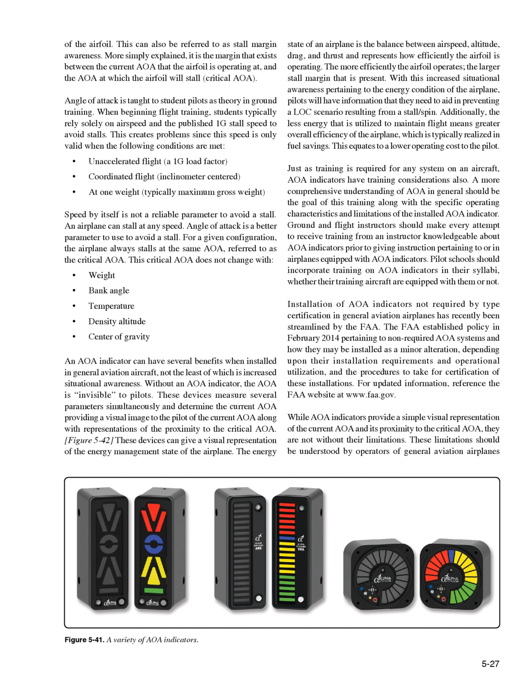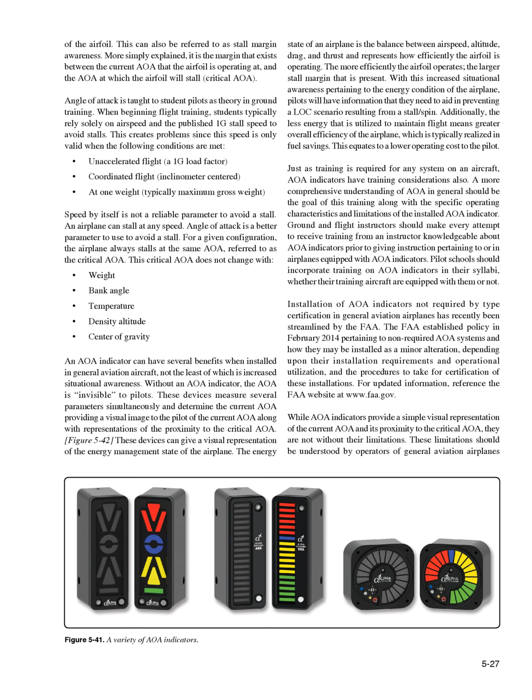Pilot schools should incorporate training on OA indicators in their syllabi, whether their training aircraft are equipped with them or not. Installation of OA indicators not required by type certification in general aviation airplanes has recently been streamlined by the FAA. The FAA established policy in February 2014 pertaining to non-required OA systems and how they may be installed as a minor alteration, depending upon their installation requirements and operational utilization, and the procedures to take for certification of these installations. For updated information, reference the FAA website at www.faa.gov.